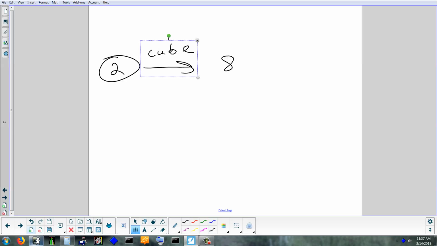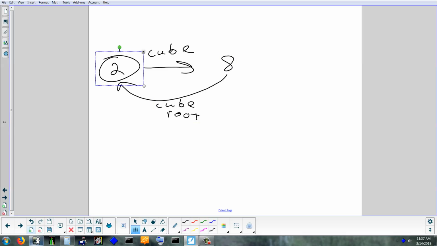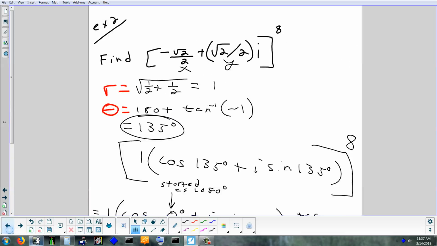Alright? Now, I want to go back. What did we just say undoes cubing? Not square root. Cube root. So if you take 2 and you cube it, you get 8. If you take 8 and cube root it, you get 2. You go back to what you started with. Right? So now let's look at our answer.